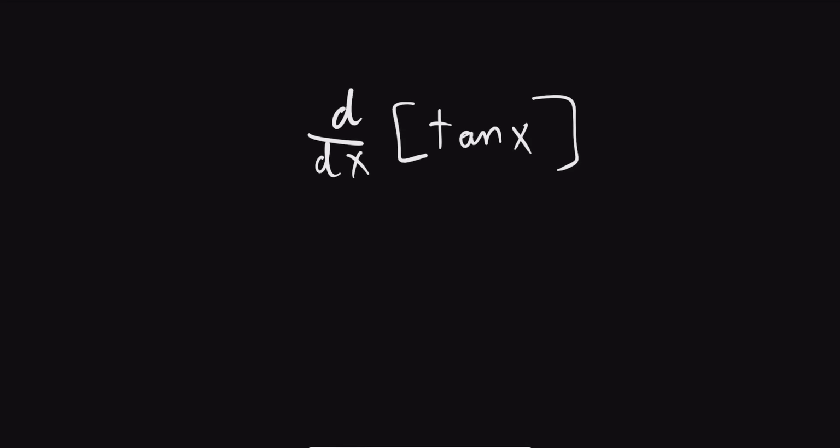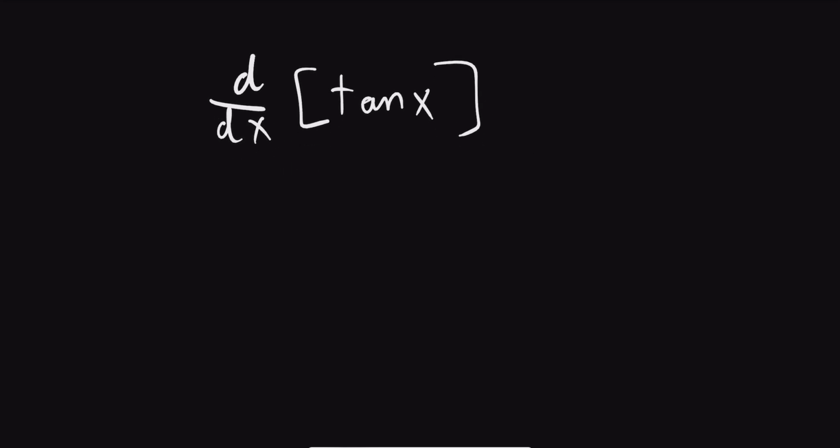In today's video, I will be deriving the derivative with respect to x of tangent of x. So I'm basically proving that the derivative of tangent of x with respect to x is secant squared of x. So let's go ahead and do that.